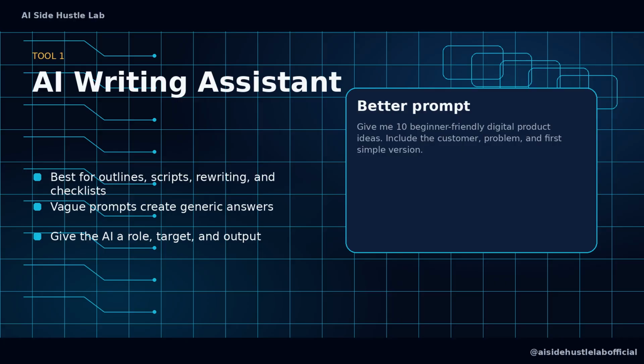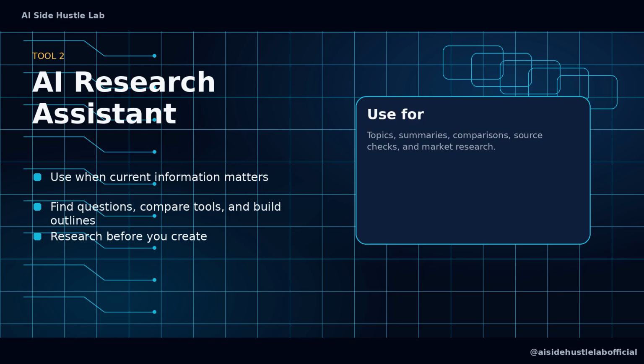But writing is only one part of the process. If you are making content, starting a side project, or researching a topic, you need better information. That brings us to tool number 2. The second tool is an AI research assistant. The big difference between a writing assistant and a research assistant is that research tools are better when you need current information, sources, and quick explanations of a topic.